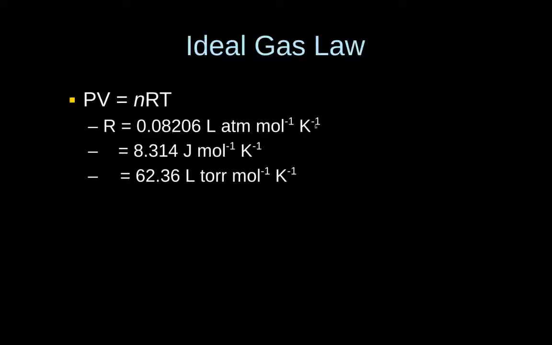We will use either the gas constant if our pressure is in atmospheres, or if our pressure is in torr. And torr and millimeters of mercury are the same thing. So if we measure in millimeters of mercury, we could also use the 62.36. Those values are also found on your reference tables.